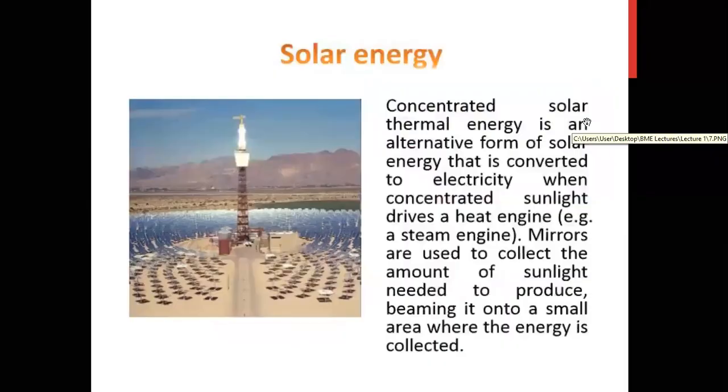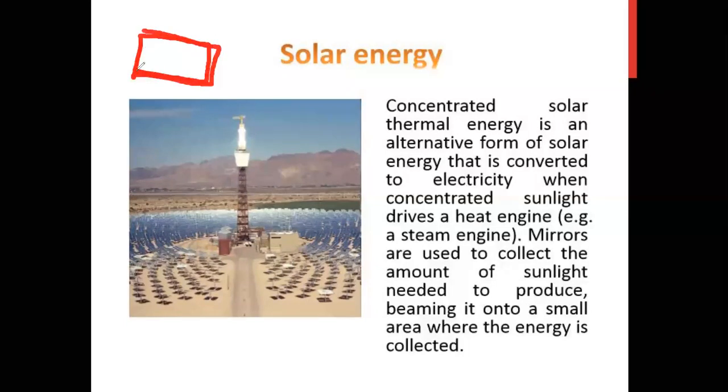If we move to the next, this is solar energy. We all know how solar energy is produced. There are several solar panels situated in different areas where the sunshine gets, and these panels give us electricity. Can anyone tell me what type of electricity we get from a solar cell or solar panel? Is it DC or is it AC? Please.